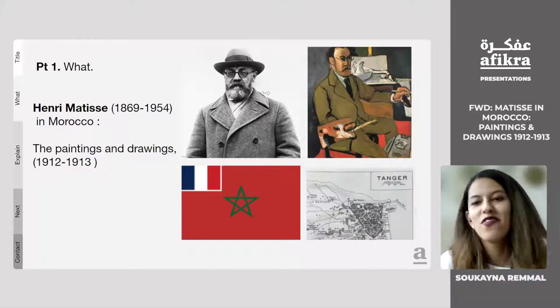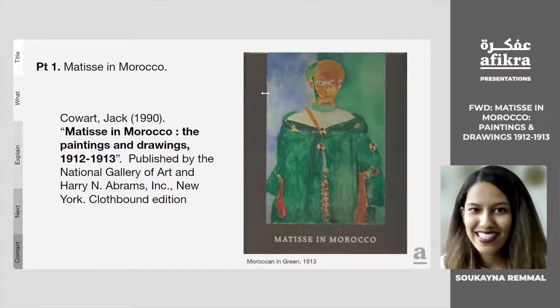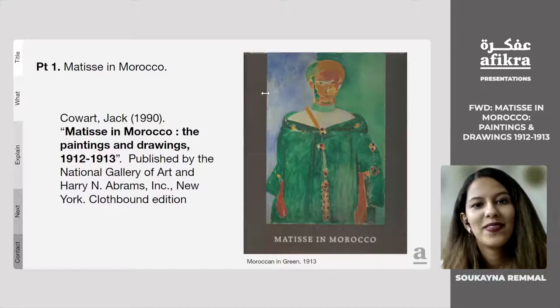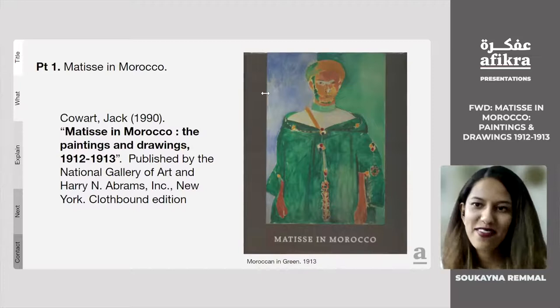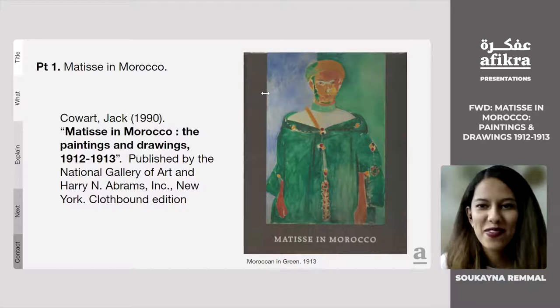So the book I'm forwarding to you today, and that I explored, is called Matisse in Morocco. It was published by the National Gallery of Art and resulted from an exhibition at the Museum of Modern Art in New York in 1990. It's more than 300 pages long and contains more than 255 illustrations. I did not read all of it, obviously, but I went through most of it, and it's a fascinating book.